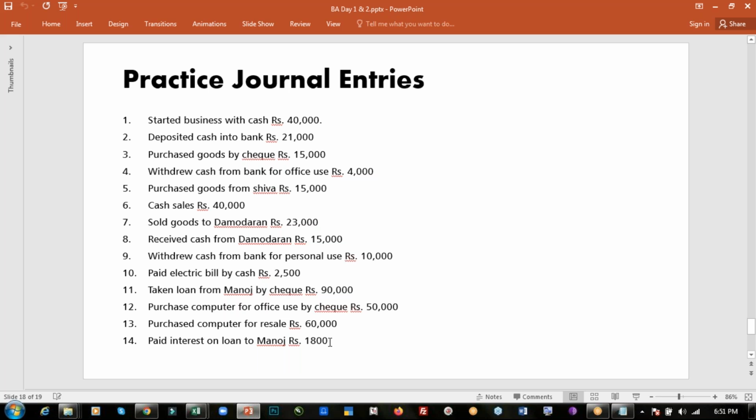Second point is deposited cash into bank. So in this entry, we are depositing our cash into our bank account. So cash is going out from the hand. If any asset goes out, go for the credit. In the bank, amount is coming in, so bank go for the debit. It's simple. Bank account debit to cash account will be the entry.